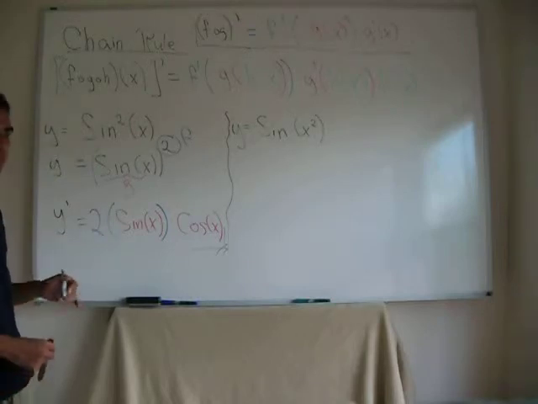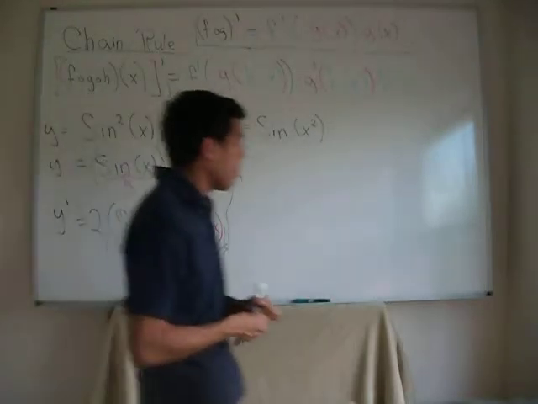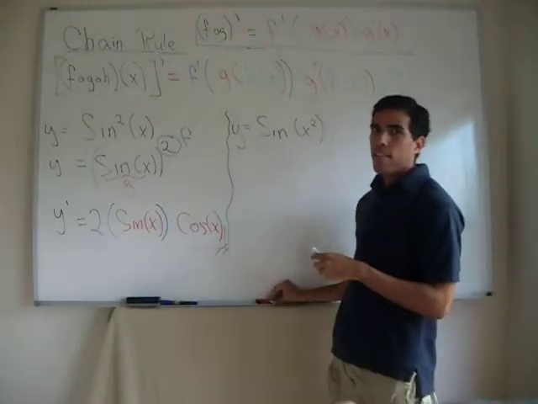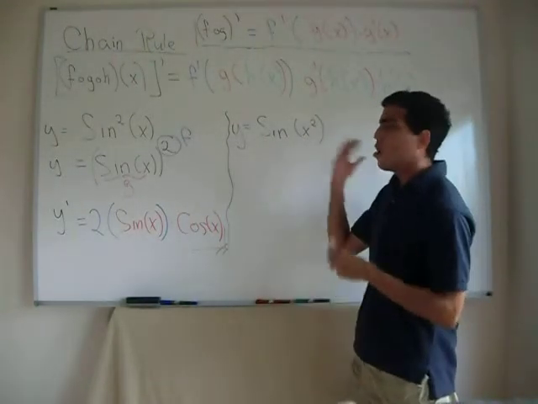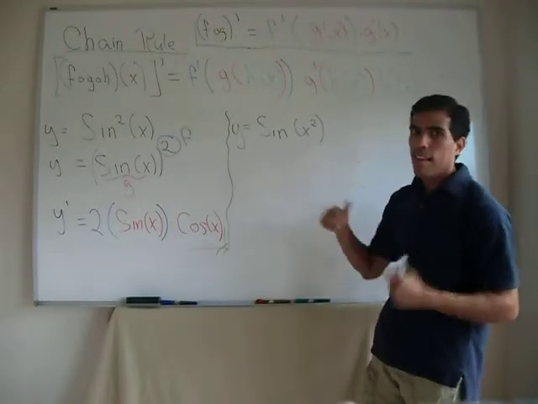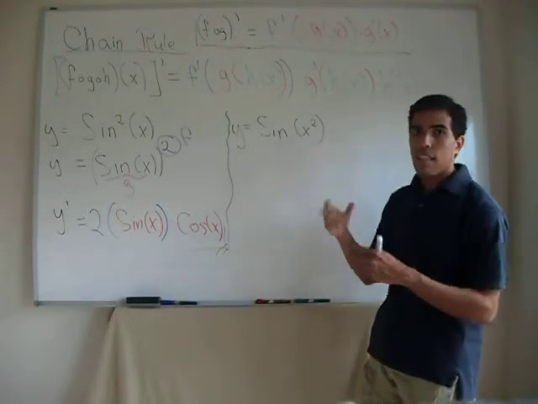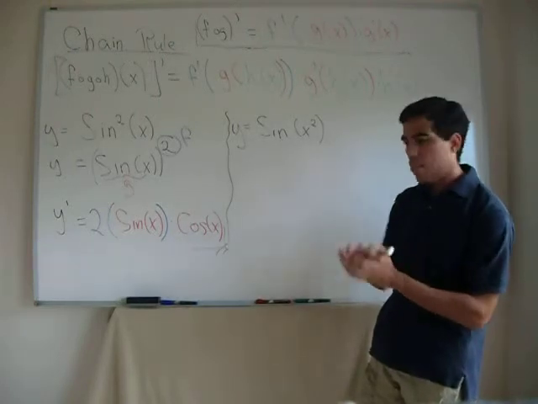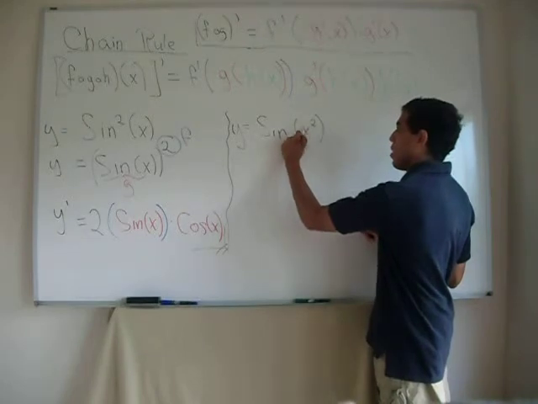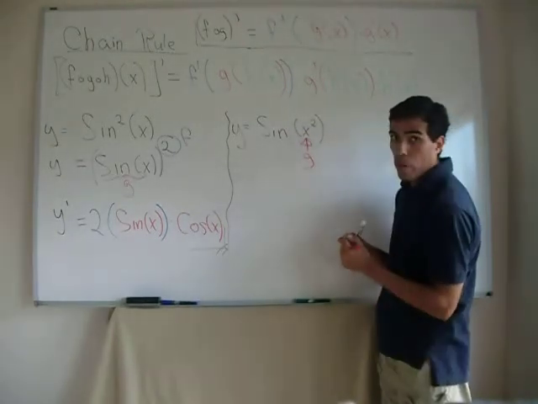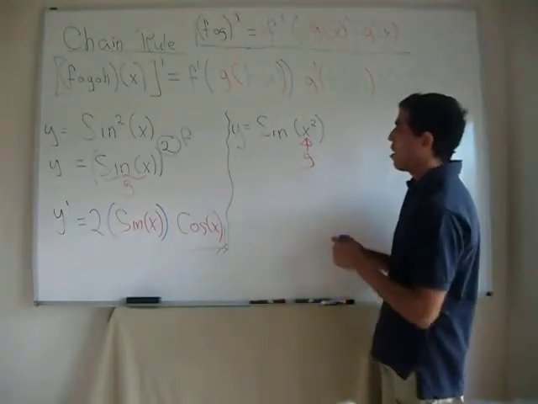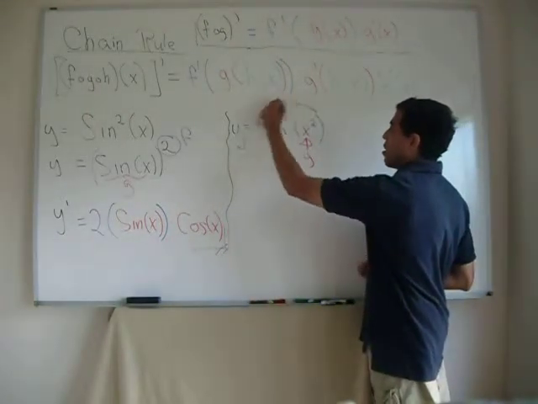Okay? Now, let's do the second function, where we have sin of x squared. Let's ask the function what is happening to the variable. What is happening to x? Well, first of all, I square it. Then I do the sin. It's the opposite relationship. In this case, g is right here, x squared, and f is right here.